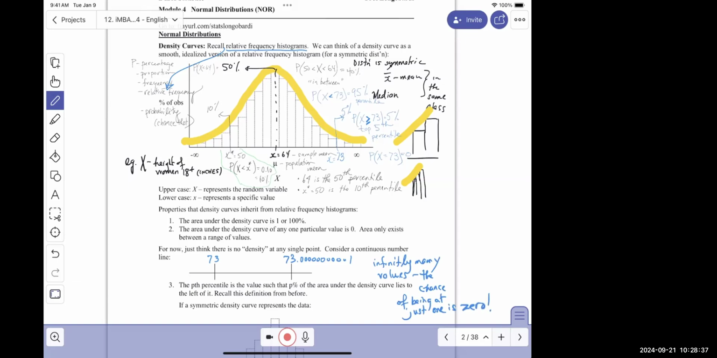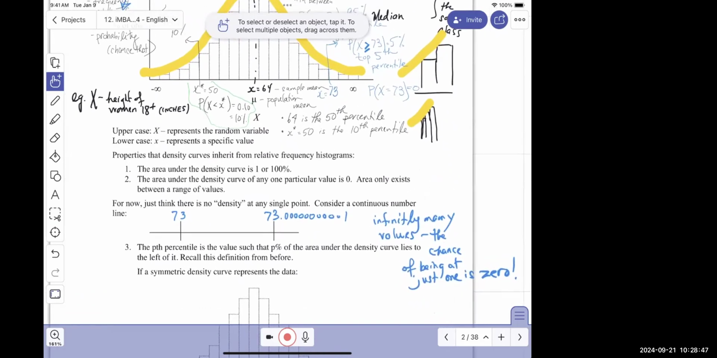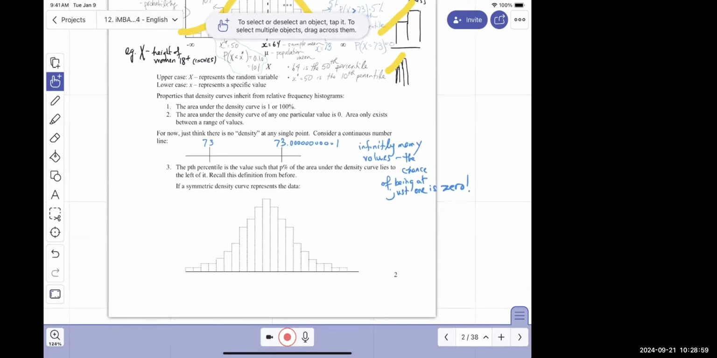Anyway, that's one way I put in my mind to remember that. Okay, so that's just for continuous distributions. All right, the third point that we discussed is the pth percentile is the value such that p% of the area under the density curve lies to the left of it. Okay, so those are the 3 points about density curves.